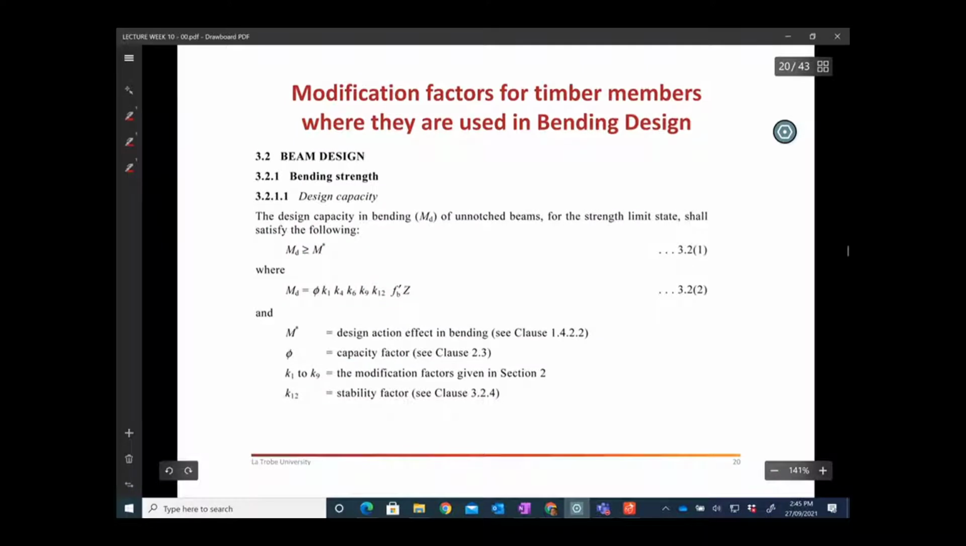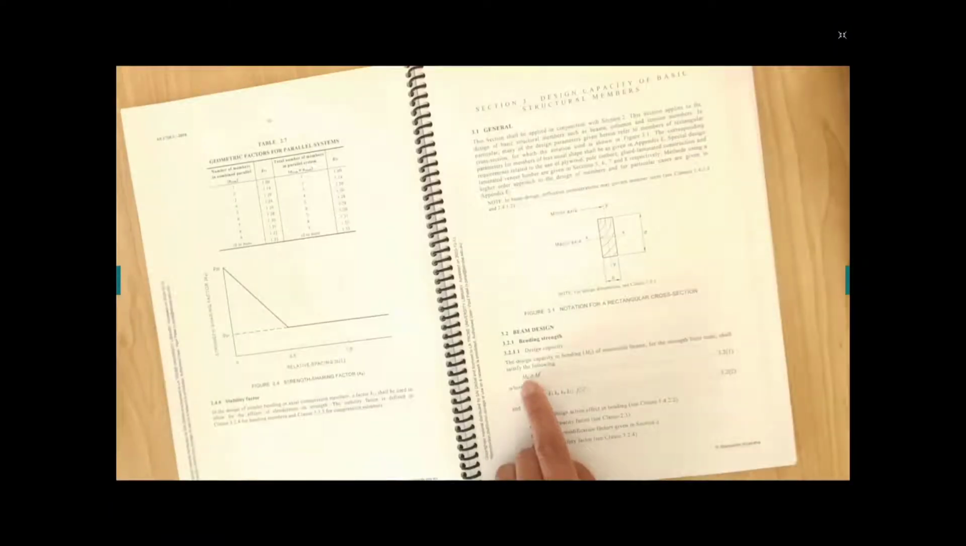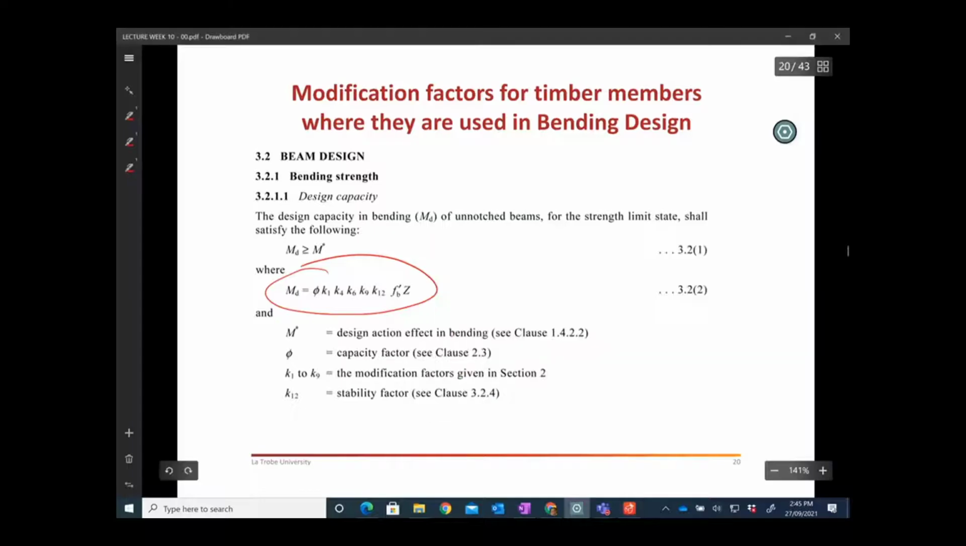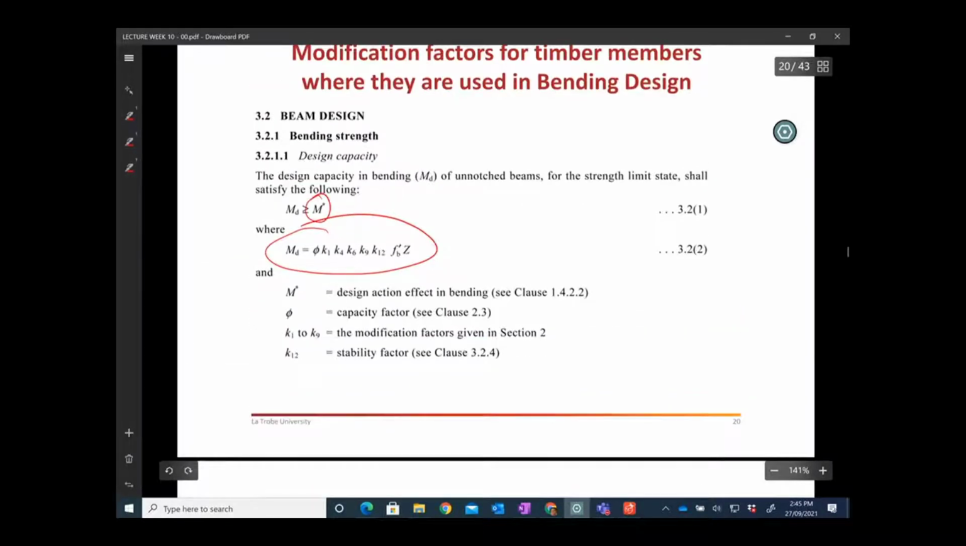Now, I already showed it to you here, this bending, and they say that your bending capacity φM_b should be more than M star. And they take into account M_b straight away here, the 5 factors. And by the way, this M star is your design action.